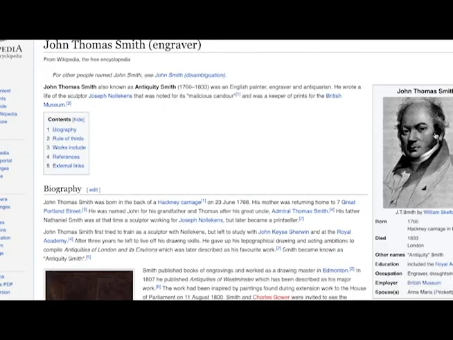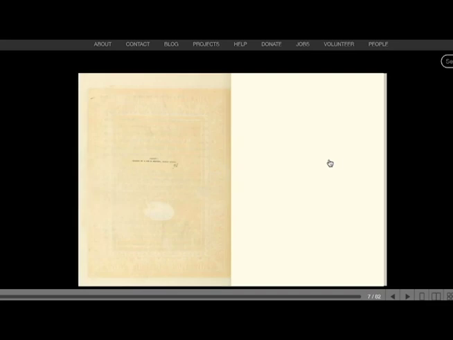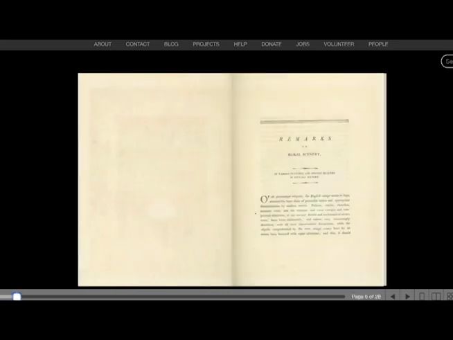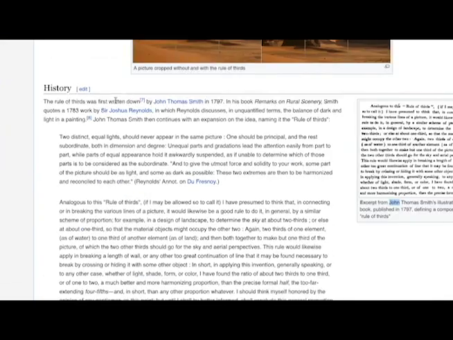It is said that the first time the rule has been written down was by John Thomas Smith in his book he published in 1797, where he states, "Two distinct equal lights should never appear in the same picture. One should be principal and the rest subordinate, both in dimension and degree." That means if you want your audience to recognize the dominant character in your frame, he or she should be occupying 2/3 of the frame, while the less important objects stay small in the background.